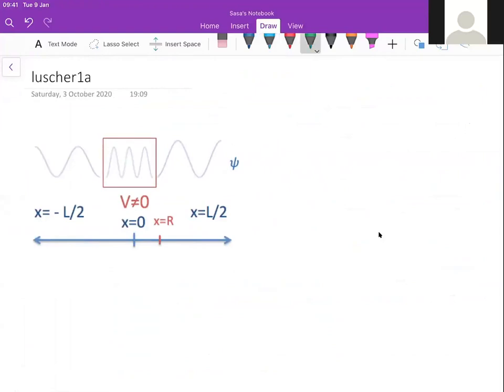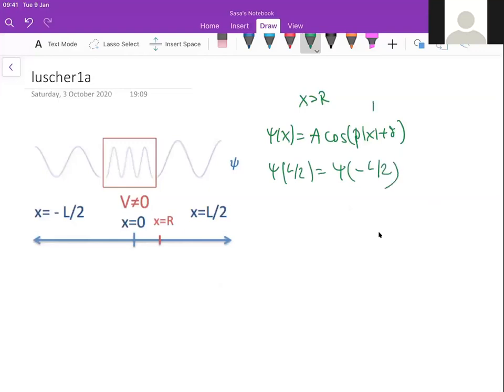In the region outside of the potential, so for x bigger than R, where R is the region of potential, the wave function will still be a plane wave. It will be like this: cosine of p absolute x, plus some phase shift. So this wave function already respects that the wave function at L/2 is equal to the wave function at minus L/2, because I put the absolute value here for x.